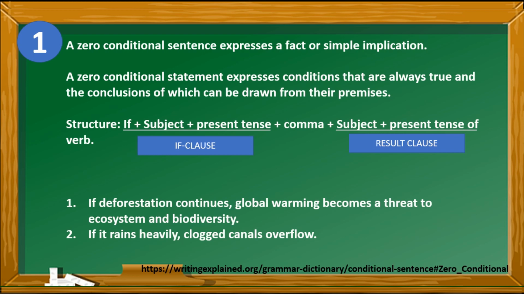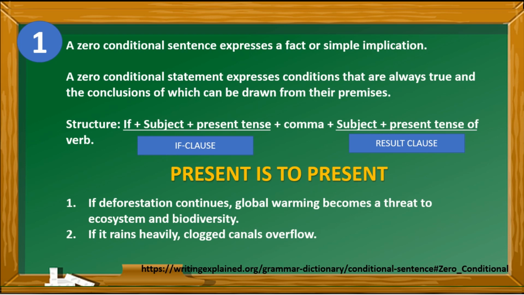To summarize this structure, I want you to remember this. Present is to present. What does it mean? So, you are going to use the present tense for the if clause and present tense also for the result clause. That is a zero conditional.